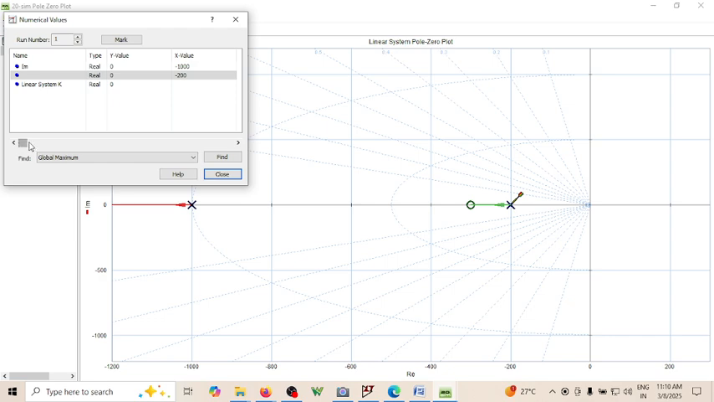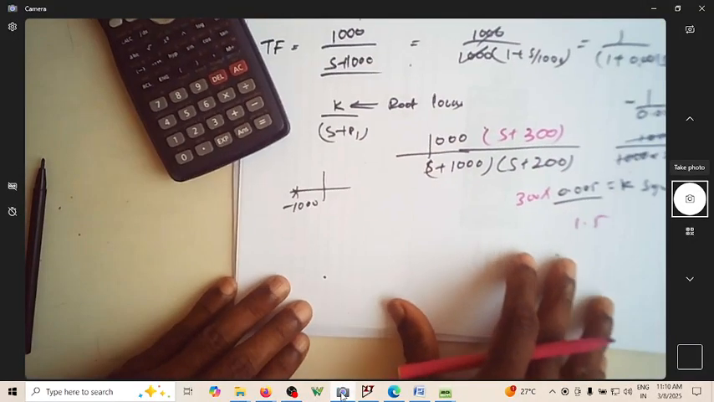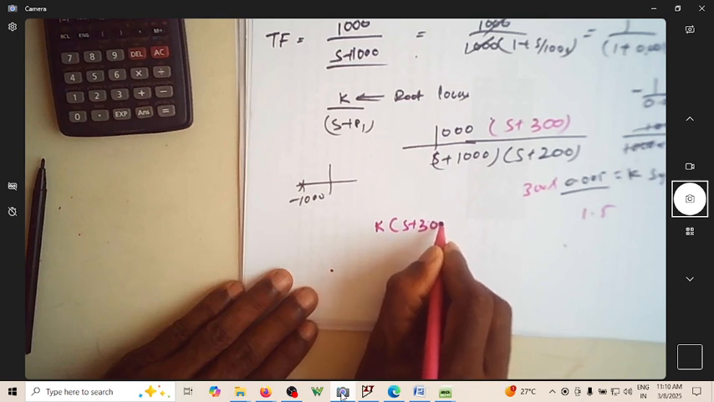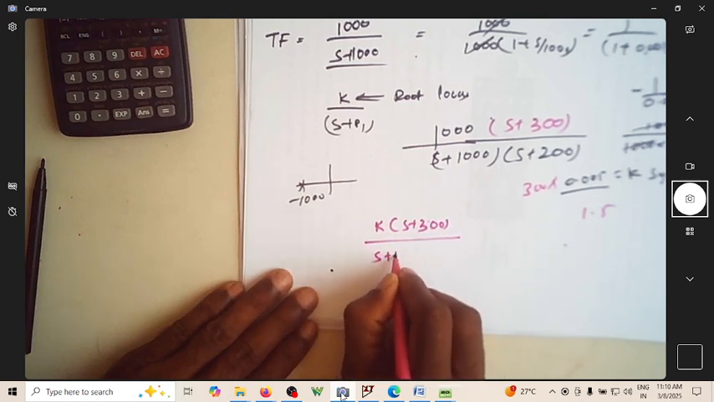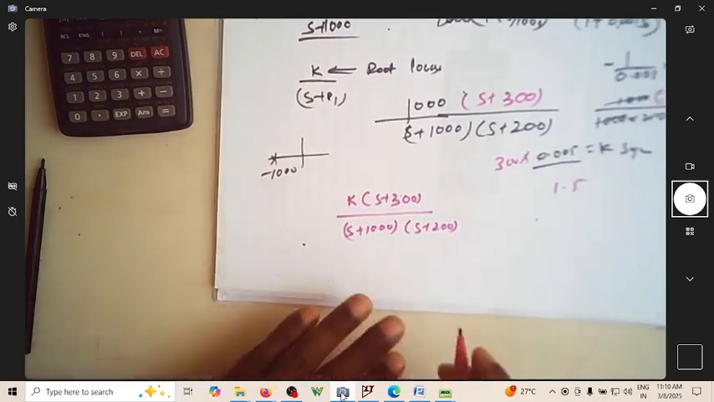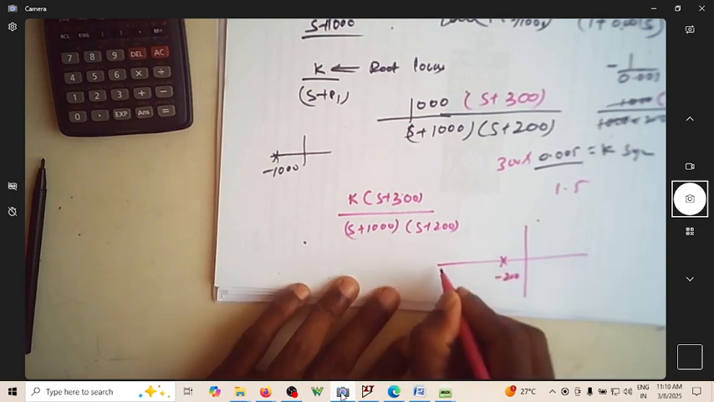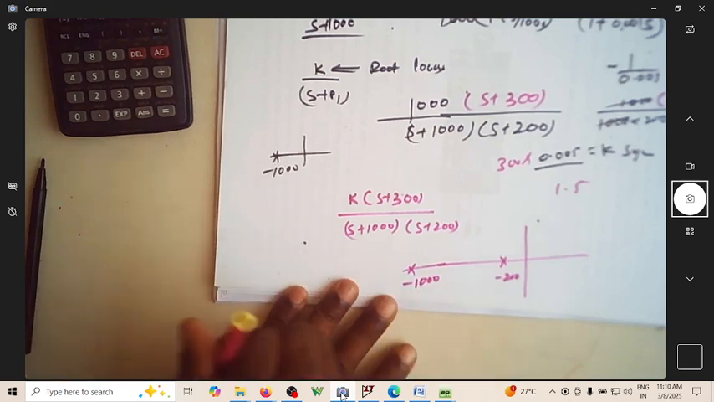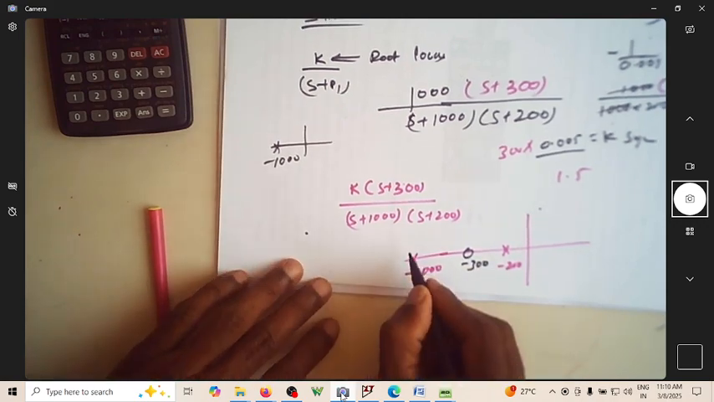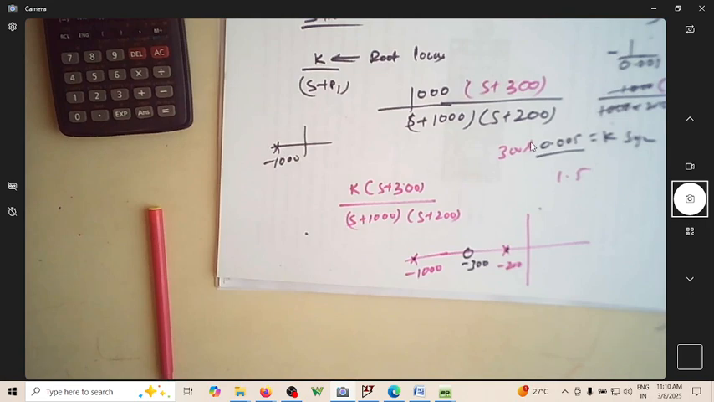Now you see here. So now let me just go back here. Now assume that I have something like this. So it is k into S plus 300 by S plus 1000 and S plus 200. Correct? This is k now. So where are your open loop poles and zeros? So this is at minus 200. This is at minus 1000, and there is a 0 at minus 300. Now at k is equal to 0, the pole is here. That's what you can see here.